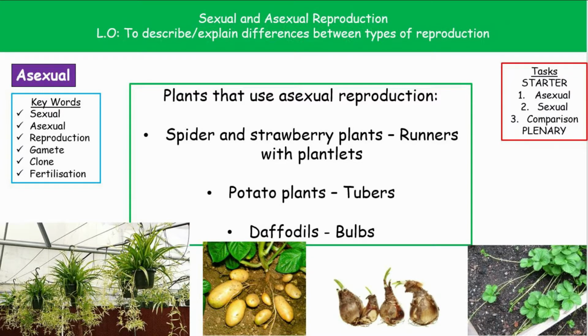And then the one that we haven't talked about are daffodils, which use bulbs. So what we've got there are a range of different plants that are using asexual reproduction. And they've got slightly different methods for it, either bulbs, tubers, or the runners with their little plantlets on there, but all using asexual reproduction. So jot those examples down in your book if you haven't already.